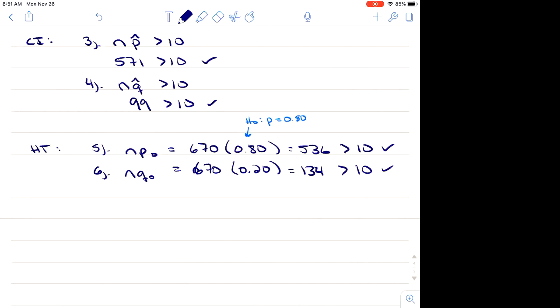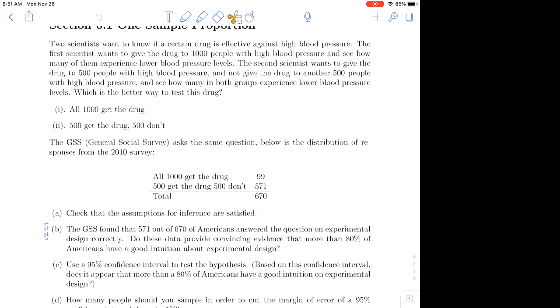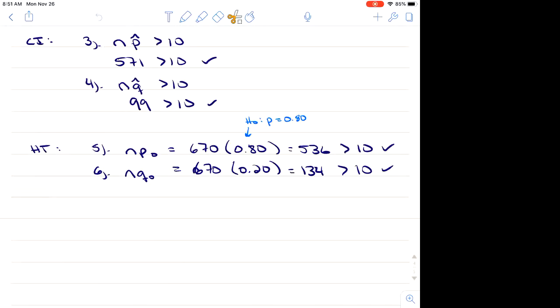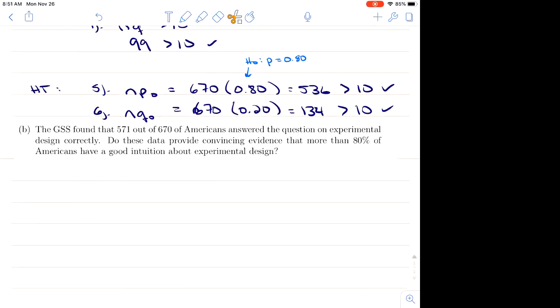So now we can actually go ahead and answer the question. So part B, the GSS found that 571 out of 670 of Americans answer the question on experimental design correctly. Do these data provide evidence that more than 80% of Americans have good intuition about experimental design? First thing we're going to do is calculate my p hat, my sample proportion.